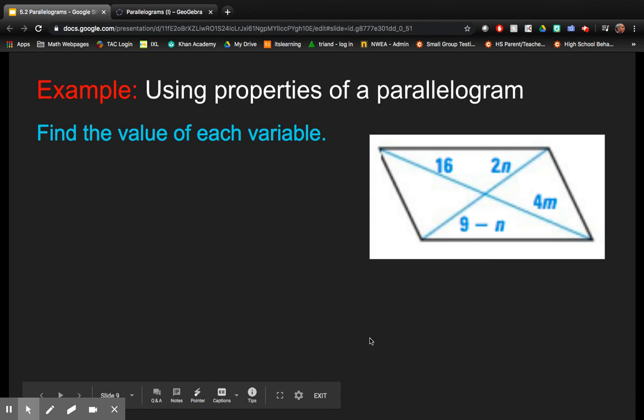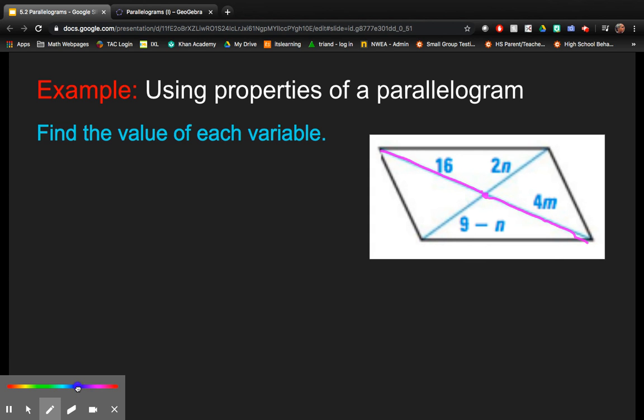Let's use that property. Find the value of each variable. So if I'm looking at this, I know that these diagonals bisect each other at that intersection point. So 16 has to be the same length as 4m. And I know that 9 minus n has to be the same length as 2n, right? So this is what it means to bisect, that these two will be equal and these two will be equal.